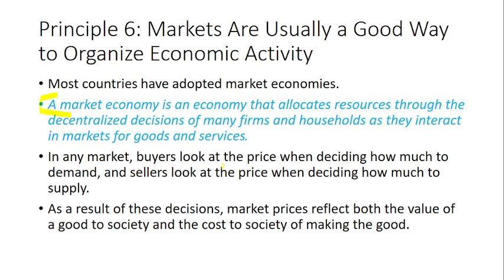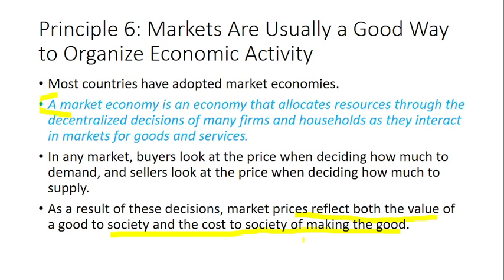In any market, buyers look at price when deciding how much to demand. Sellers, they look at the price when deciding how much to supply. When you go to the market to buy commodities, you look at the price. When the seller sells commodities in the market, he looks at the price. As a result of these decisions, market prices reflect both the value of a good to society and the cost to the society of making the good. So prices actually reflect the value of the good. Prices reflect the value of the good because prices are determined by the decisions of millions of firms and households.